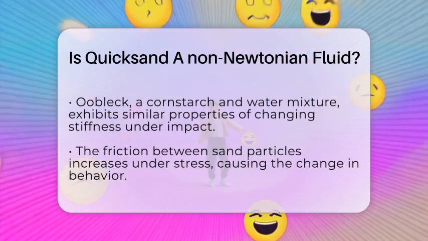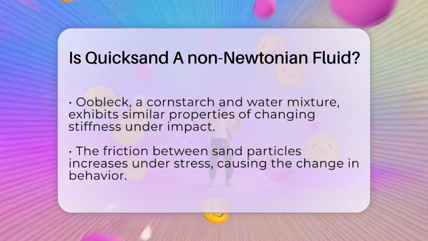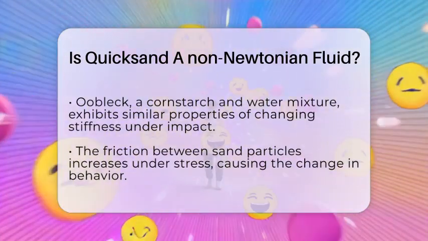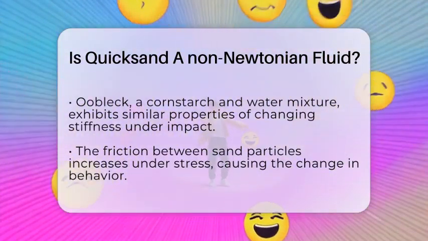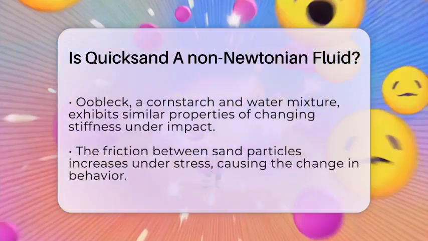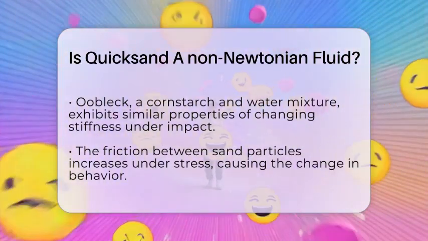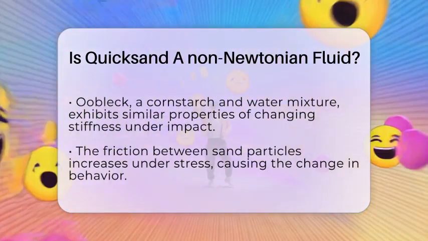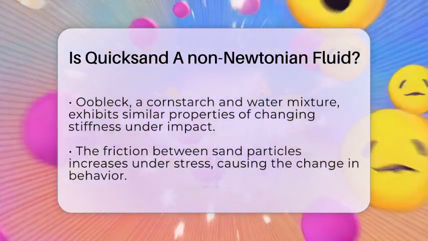This is similar to a mixture of cornstarch and water, known as Oobleck. When handled gently, Oobleck flows smoothly, but under impact, it becomes stiff and resists movement. Scientists have studied quicksand because it shows how some materials can switch between being liquid and solid. This behavior is due to friction between the sand particles, which increases when stress is applied.